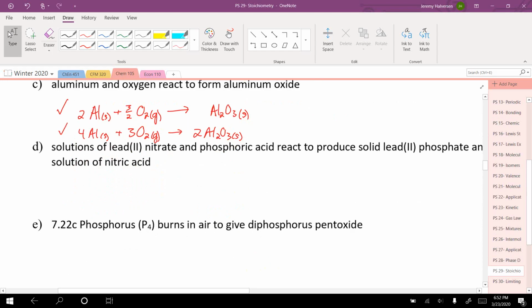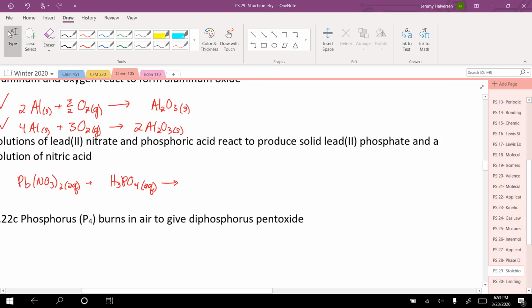Solutions of lead(II) nitrate, so lead(II) nitrate and phosphoric acid react to produce solid lead(II) phosphate and a solution of nitric acid.